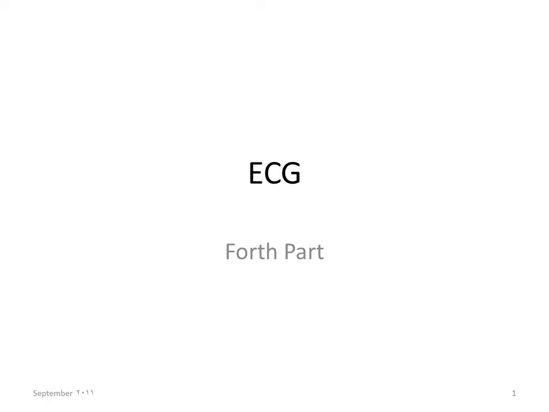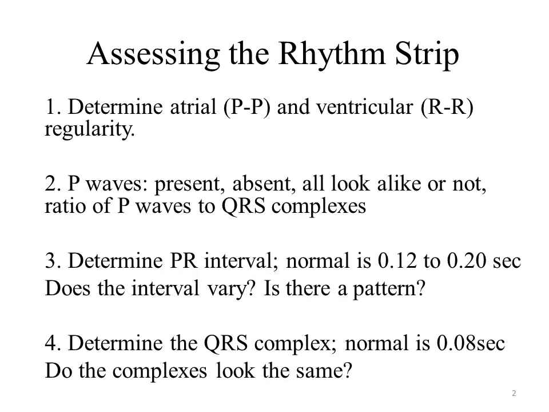This is the fourth part of our lecture regarding ECG, electrocardiogram. There are four important points that should be assessed in order to determine if this rhythm is a sinus rhythm. We can't say normal rhythm; we must say normal sinus rhythm. To say sinus rhythm, the first thing, which is very important, is whether the rhythm is regular or irregular.